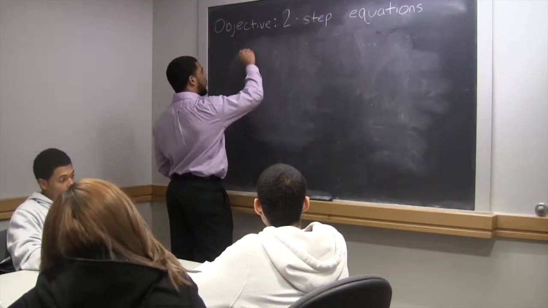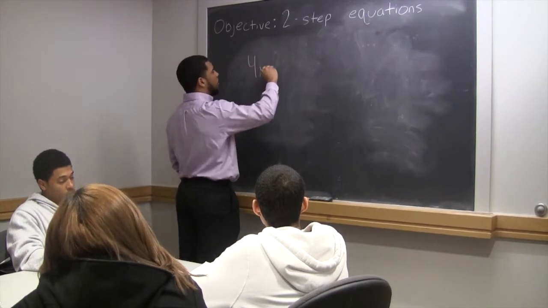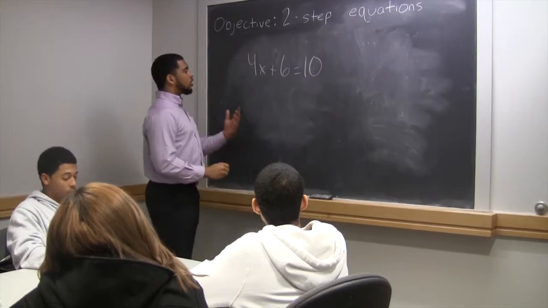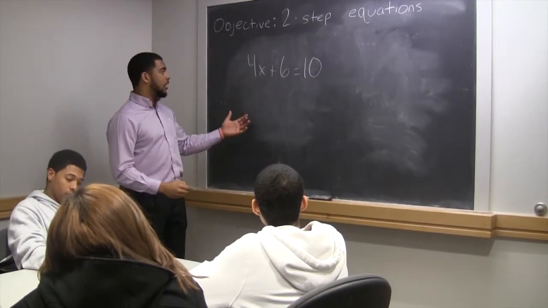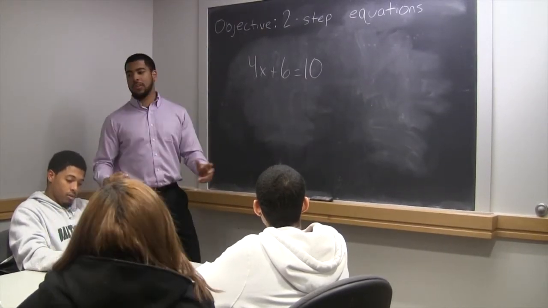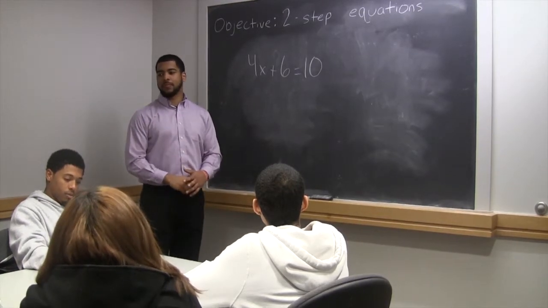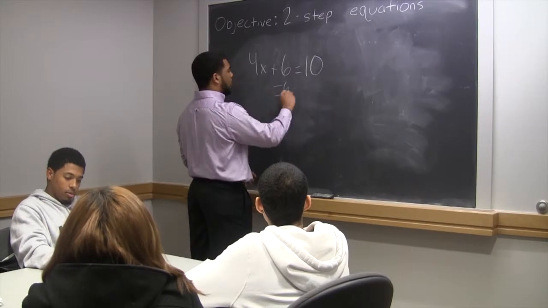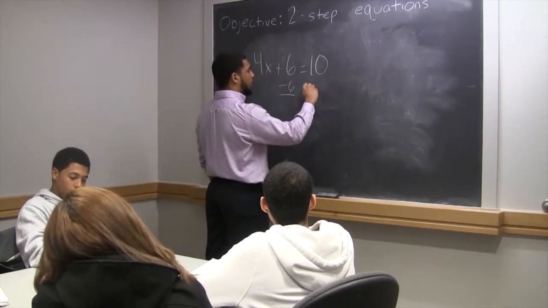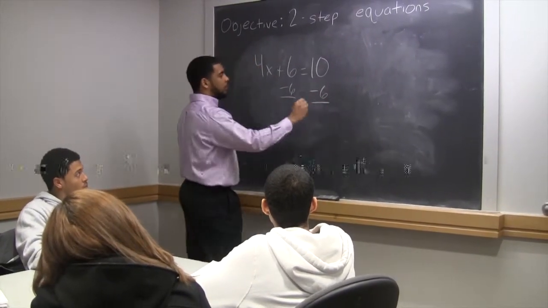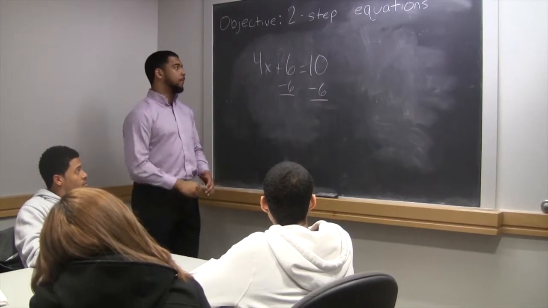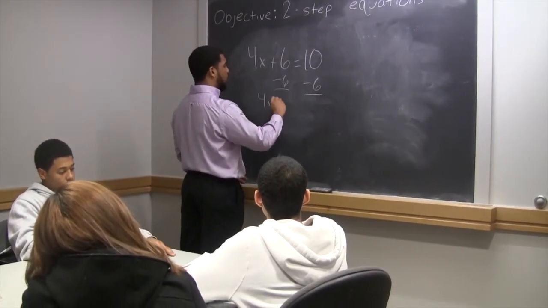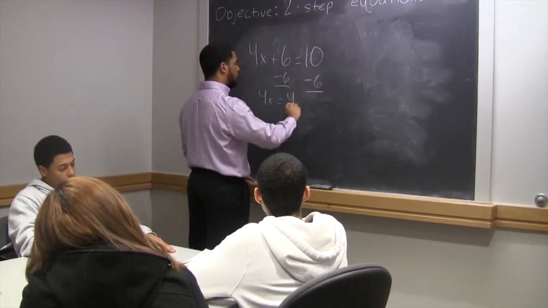For example, we're going to use 4x plus 6 equals 10. Remember, we want to get x by itself. Isolate the variable. So Perla, what would be the first step you would take? Subtract 6. Subtract 6, right, because we're going to do the opposite of addition, which is subtraction. We're going to subtract it from both sides because it's an equality. So now you do your math. Now we have 4x plus 0 equals 4.